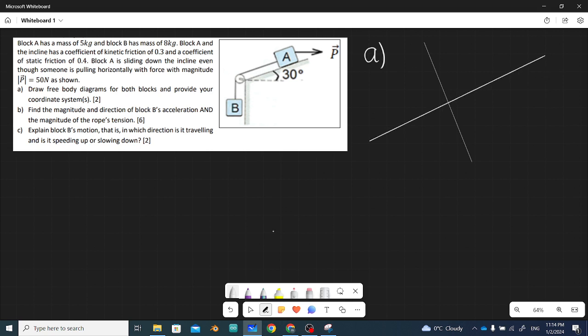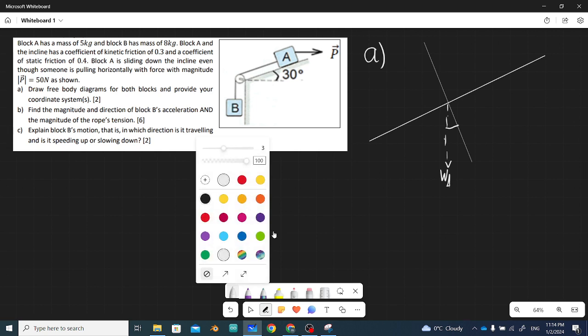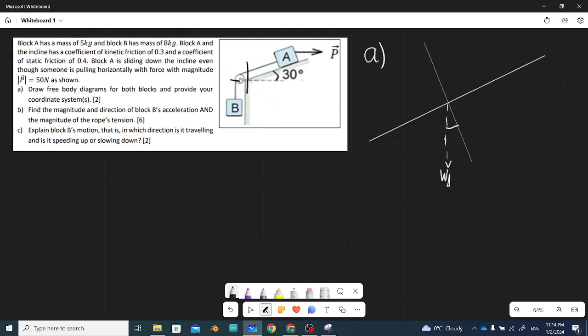Now we have to put the forces. So I'm going to put weight here. It's going to be the weight of A. Now the angle here is, let's say we imagine we put an axis here, the angle here would be 30 as it is written. So if we were to tilt this by 30, it'd be something like this, the angle here would be 30, that's what it means.